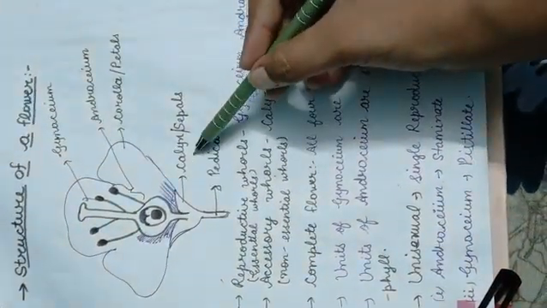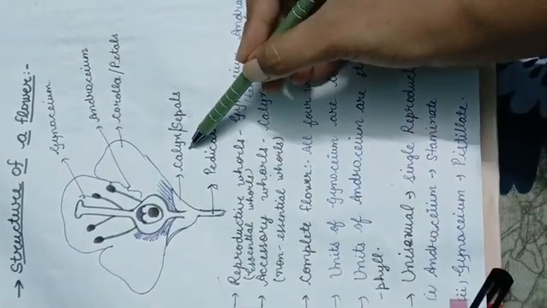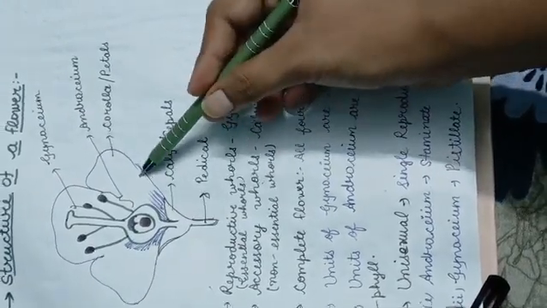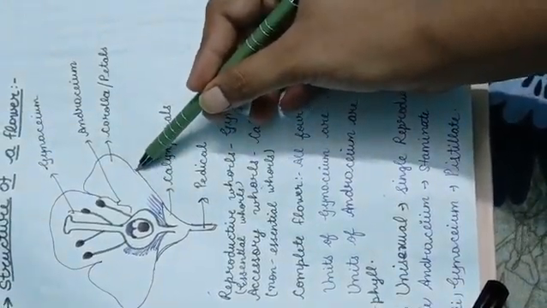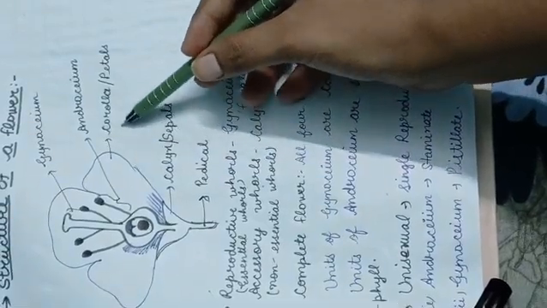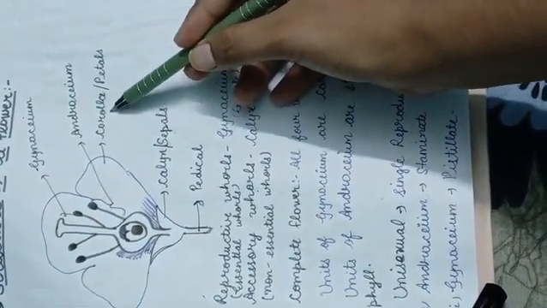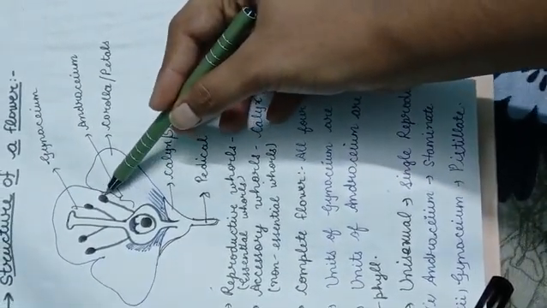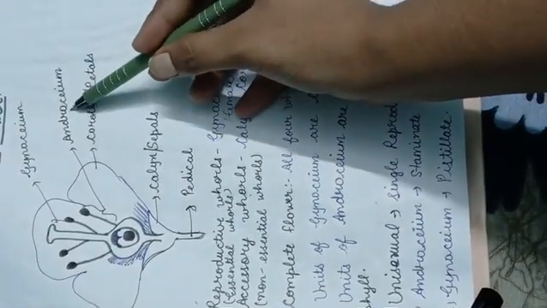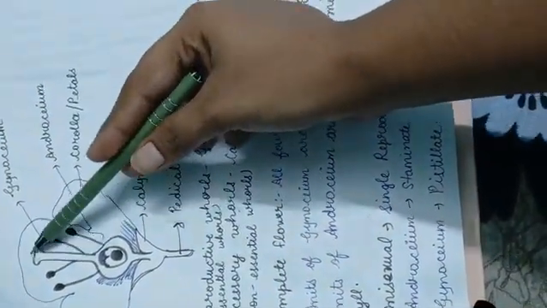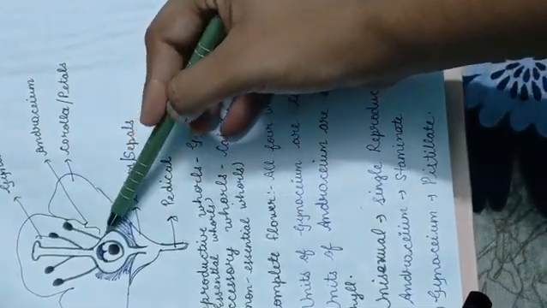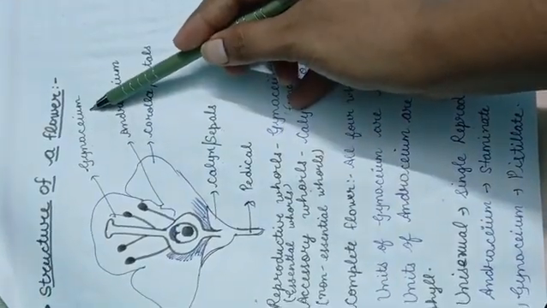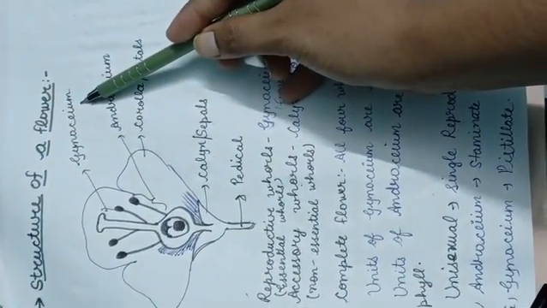The outer greenish part is known as calyx, and the alternative name of the calyx is sepals. Inner to the calyx there are some colored petals, which are also known as corolla. And in a flower, the male part is known as androecium, and the whole inner part is known as gynoecium, which is the female part of a flower.